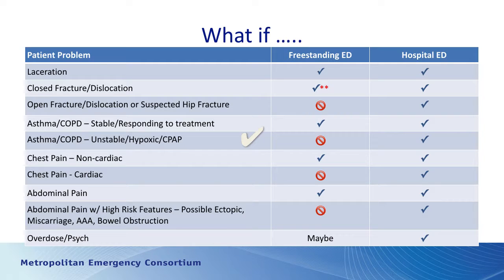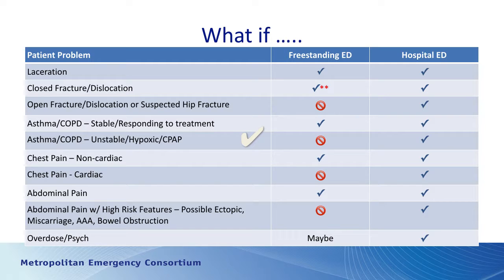For example, a patient trips and falls, hits their ribs on a chair, they have some rib pain but are otherwise stable with no evidence of a flail chest, pneumothorax, and no airway compromise. They're a good candidate. A patient who's got bronchitis, coughing up some yellow phlegm, has a little chest wall pain or burning in their chest when they cough, good candidate for a freestanding emergency department.